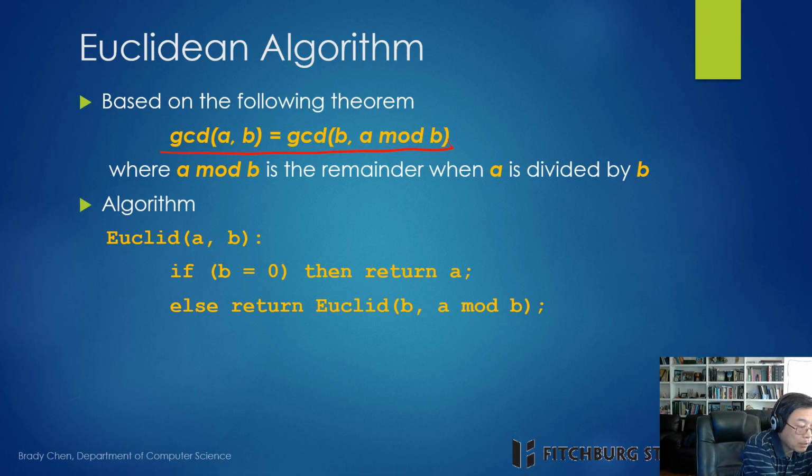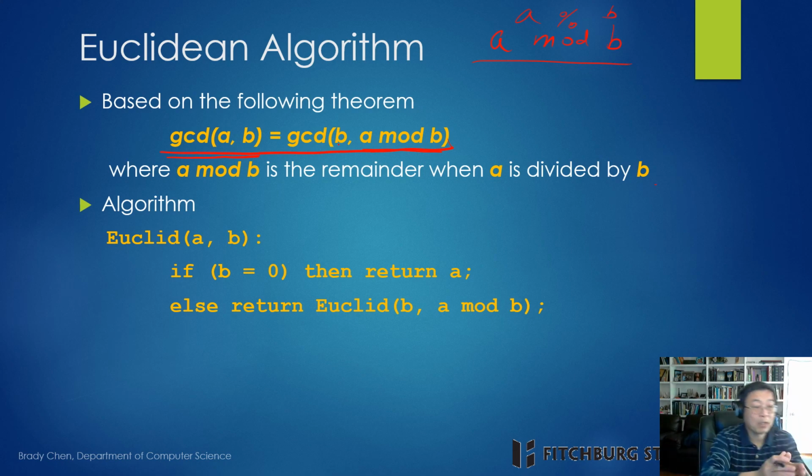In order to find the greatest common divisor of a and b, we assume that both a and b are positive, right? If it's negative, we just switch the sign to positive, and this won't change the result. So the greatest common divisor of two positive numbers a and b is the same as the greatest common divisor of the number b and a modulo b. We never mentioned that before, a modulo b. In many cases, people use the percent notation. Now, what is a modulo b? A modulo b is the remainder when a is divided by b.